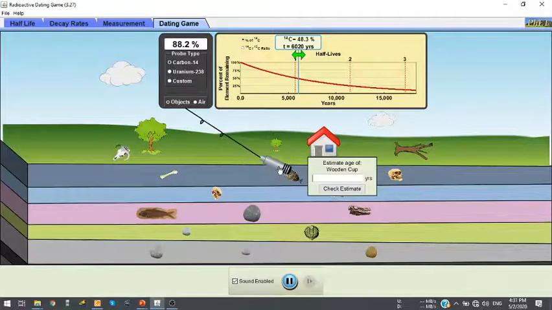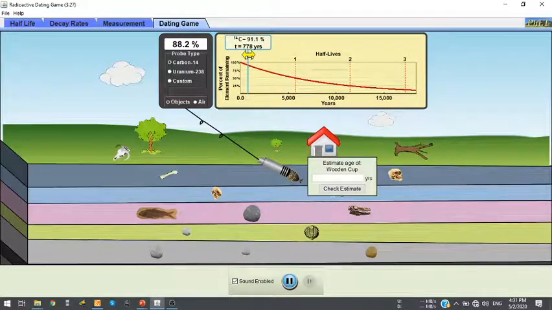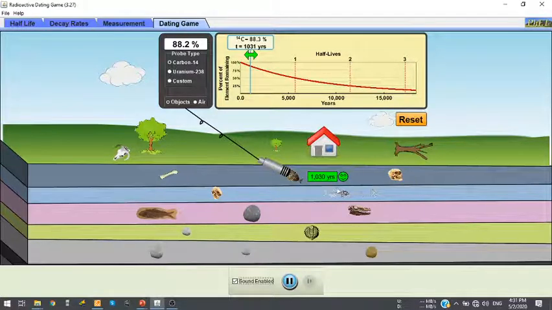For example, the sample contains about 88.2% carbon-14 compared to normal. So how long ago did it die? From this graph we can estimate 88.2, so we can estimate that it died about 1030 years ago. 1030 years. Okay.